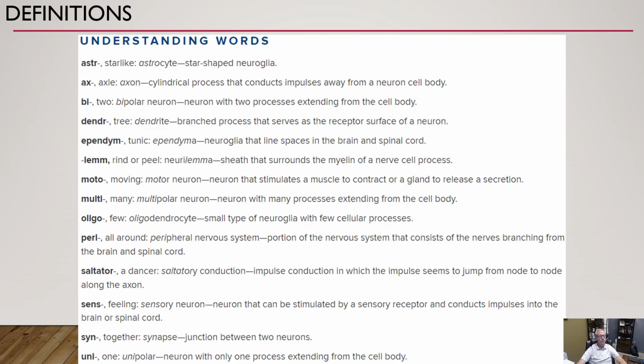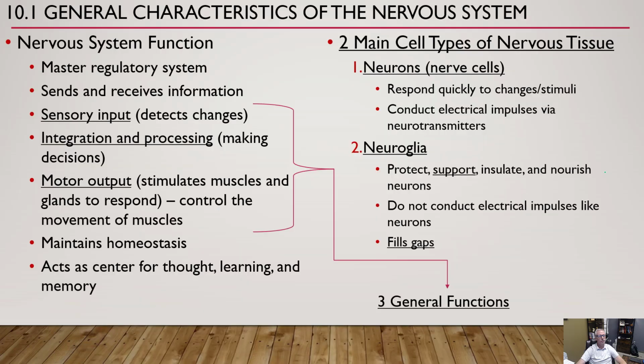So as always, roots, prefixes, and suffixes. Most of these you probably will not know, with the exception of bi, which means two, and uni down at the bottom means one. As always, we'll go through some of these as we work through this lecture.